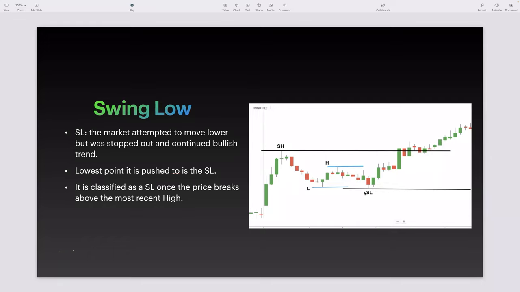So same thing in here. On this swing low, it made this low right here. The second it moved past this high, this resistance, this is now a swing low. And we know that this price is going to continue to move up.